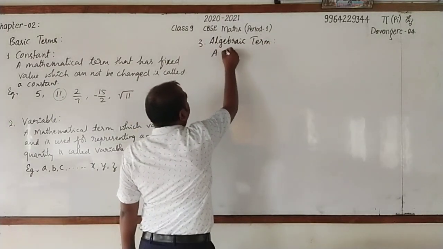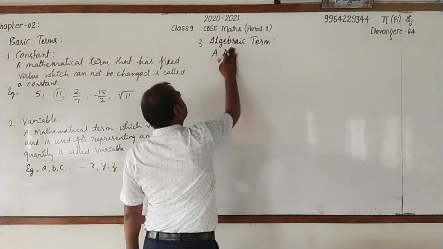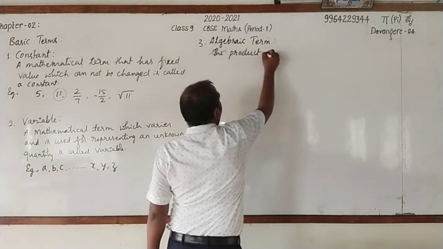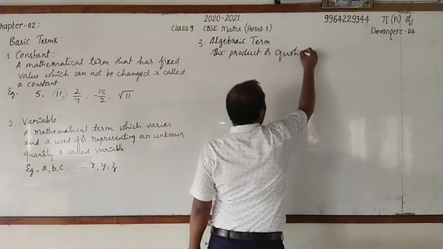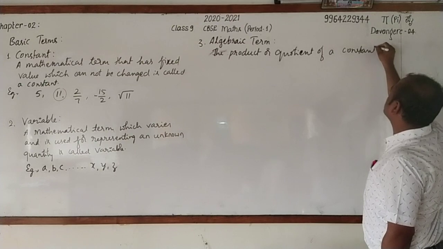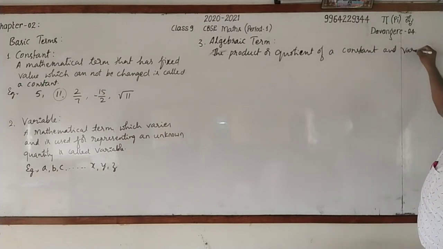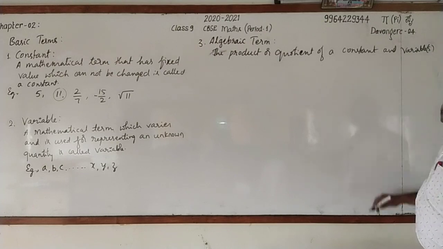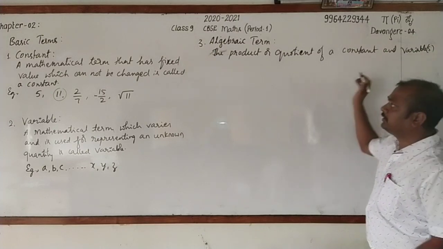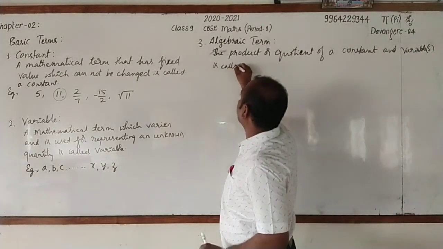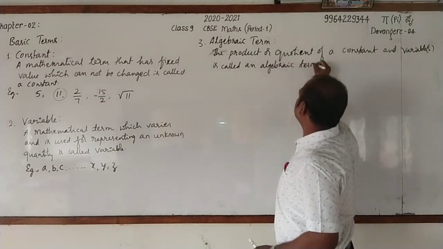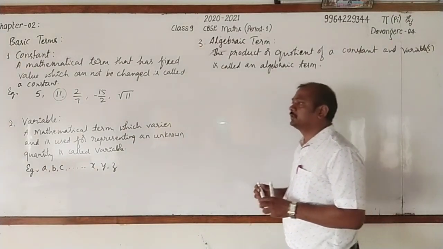Here I write a mathematical term, or you can write directly, the product or quotient of a constant and variable. Maybe variables also. The product or quotient of a constant and a variable is called an algebraic term. Got it? Yes.